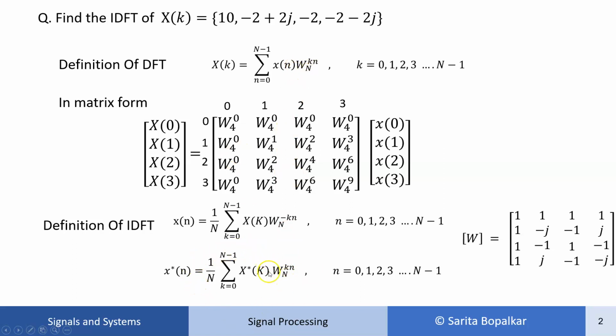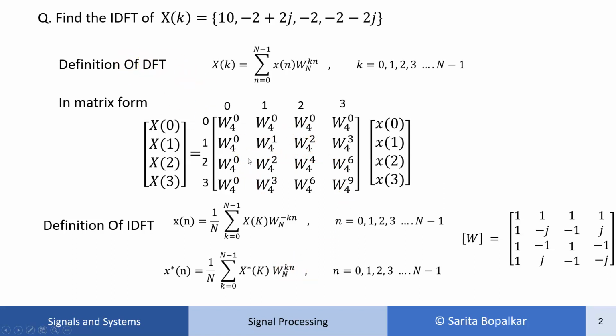So to find the inverse DFT, what will I do? I will refer to the same twiddle factor matrix and I will get x*(n) instead of x(n). So I will first calculate x*(n), and to get x(n), I will take the conjugate of that. To find x*(n), you need X*(k). That means the input, instead of X(k), is the conjugate of X(k), and the twiddle factor matrix is the same one we use in the DFT equation.